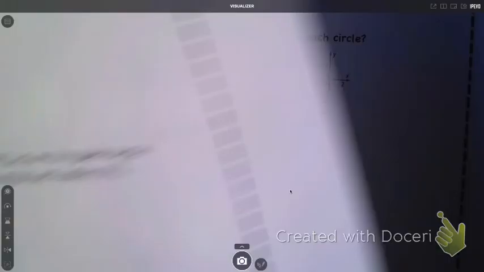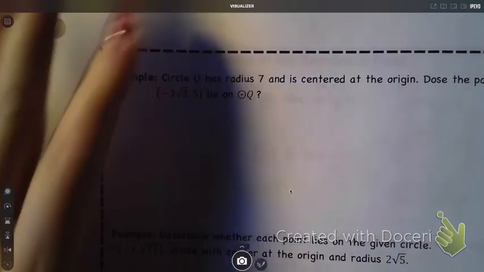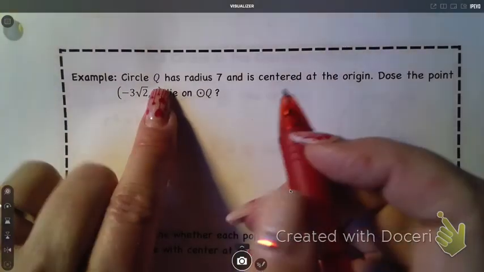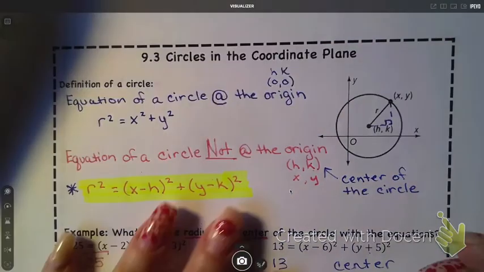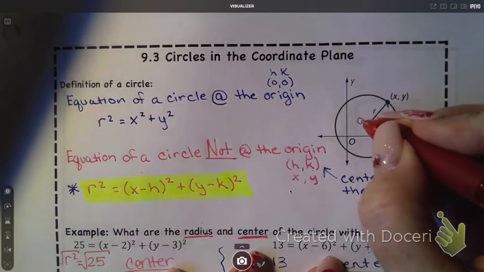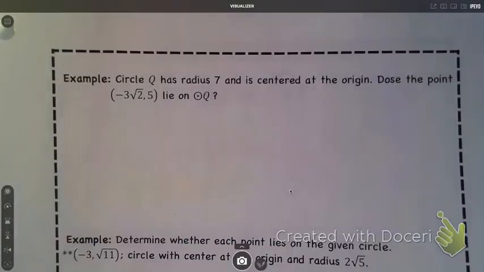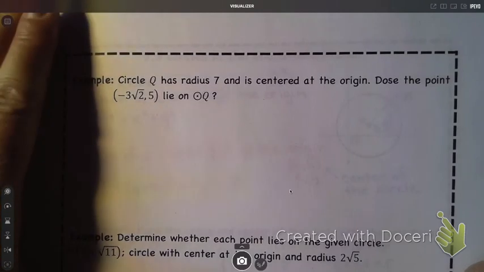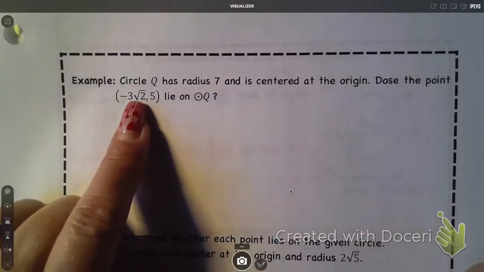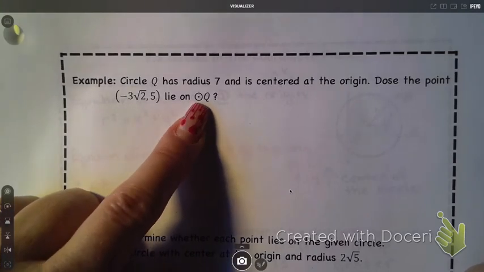Yay. So now they just give me some words and they're going to ask me if something falls on the circle. So it says circle Q. Typically, if I were to name this circle Q, I just have a Q by the center. That's how they name them. So circle Q has a radius of 7 and a center at the origin. Does the point -3 square root of 2, comma 5 lie on circle Q?